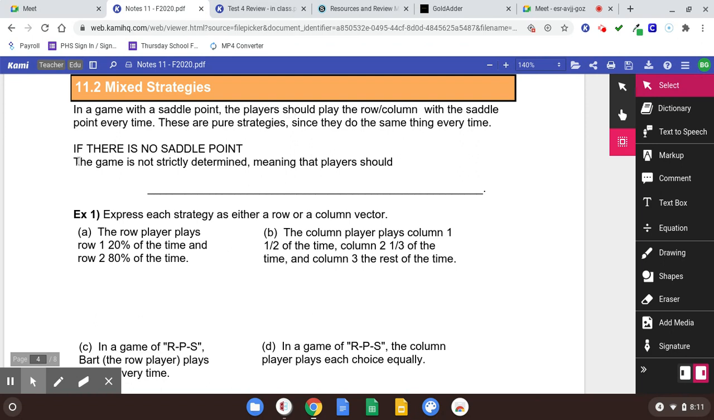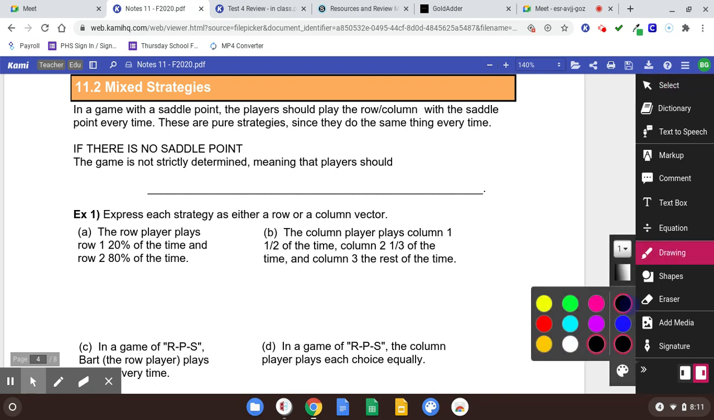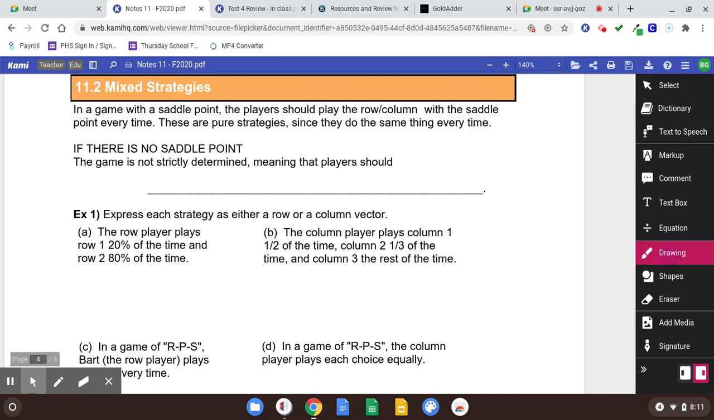Okay? If there is no saddle point, the game is not strictly determined, meaning that players should mix up their strategy. Don't do the same thing every single time. Okay? Mix up their strategy.